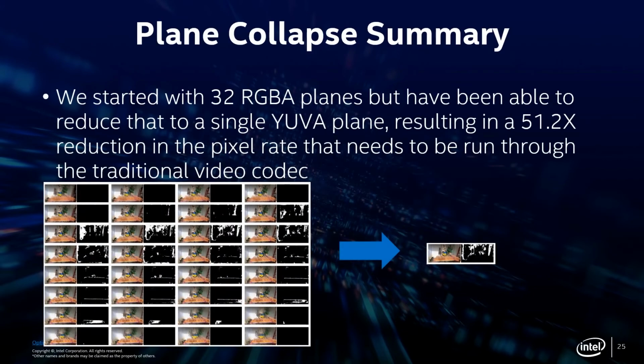To summarize these past few thoughts, we started with 32 RGB alpha planes, but have been able to collapse that down into a single YUV alpha plane, resulting in a 51x reduction in pixel rate. And now, rather than having to run 32 pairs of textures through a video compressor, we just have one texture pair we need to run through it. So already we've made big gains, and we haven't even applied video compression yet.